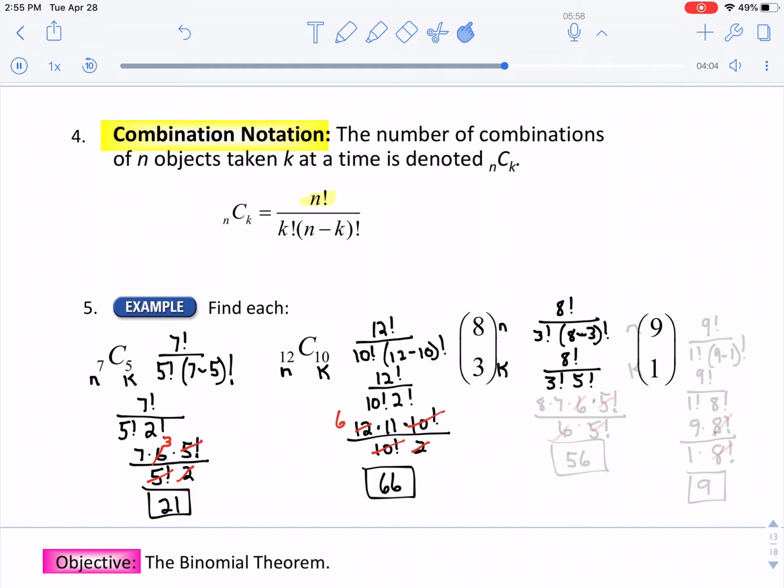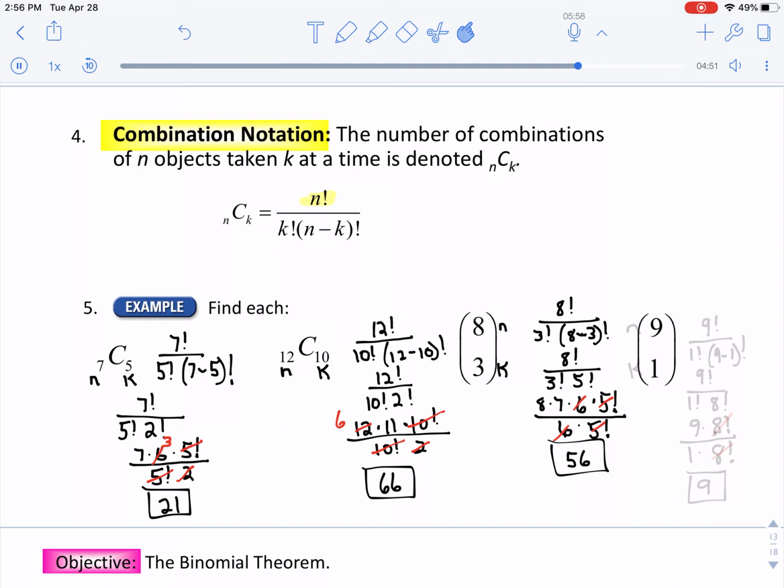In the numerator, that's 8 times 7 times 6 times 5 factorial. Notice I stopped at 5 factorial because I want to cross out the biggest factorial I can. And then in the denominator I have 3 factorial, but 3 factorial is 3 times 2 times 1. 3 times 2 is 6 times 1 is 6. So I'm going to rewrite 3 factorial as 6, times 5 factorial, and I'm ready to reduce. So when I reduce this, the 5 factorials reduce, and the 6s reduce, and 8 times 7 is 56, and that's the answer.